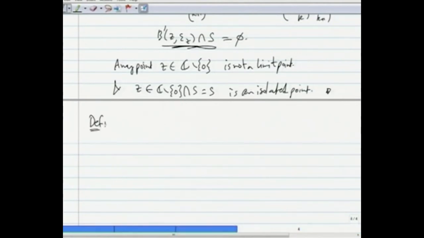And then next we are going to look at the notion of closure of a set. Recall that a closed set is something whose complement is open. So, a set is said to be closed in C, in the complex plane, if its complement is an open set in the complex plane. Now we have a set which may or may not be open, and may or may not be closed either.